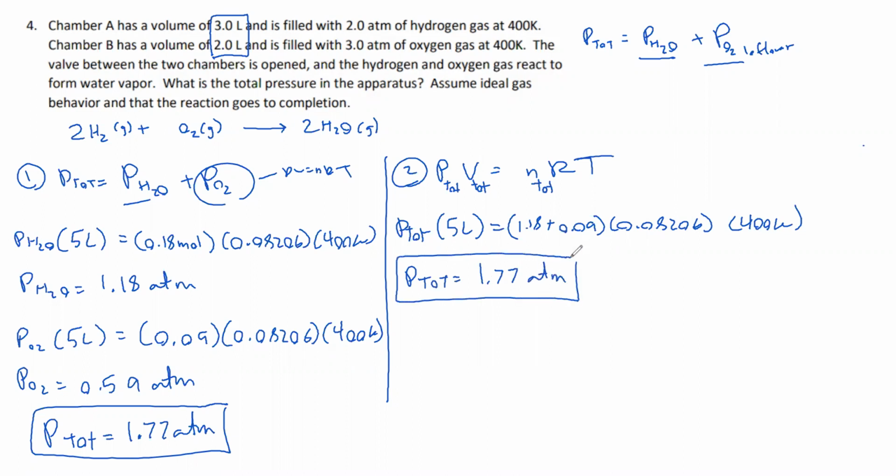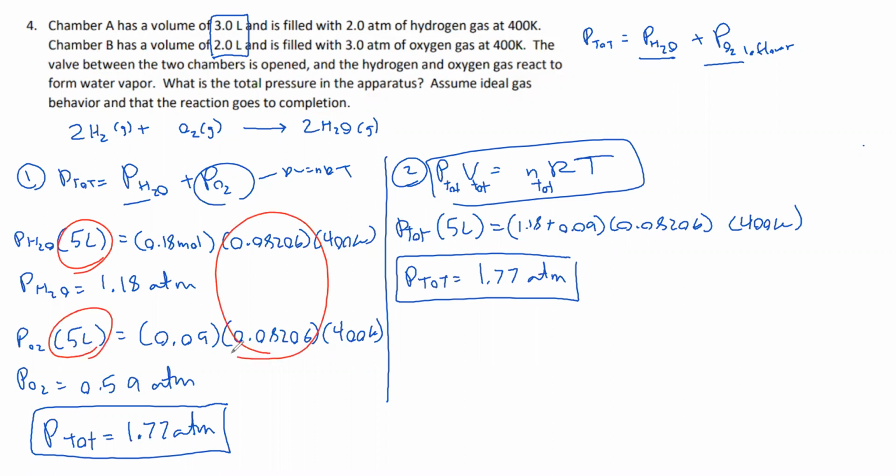Well, so now you have 2 ways to solve the same problem. The only reason this P total formula worked was because volume was going to be the same for both, R was going to be the same for both, and temperature was going to be the same for both. So you might as well just add up the moles and do it that way.